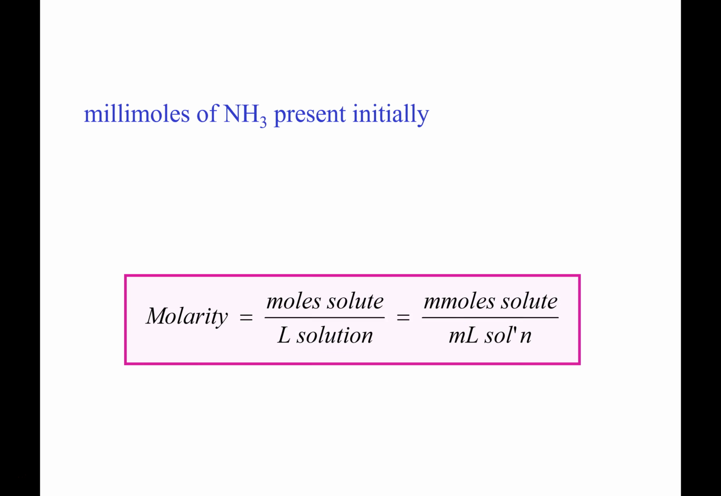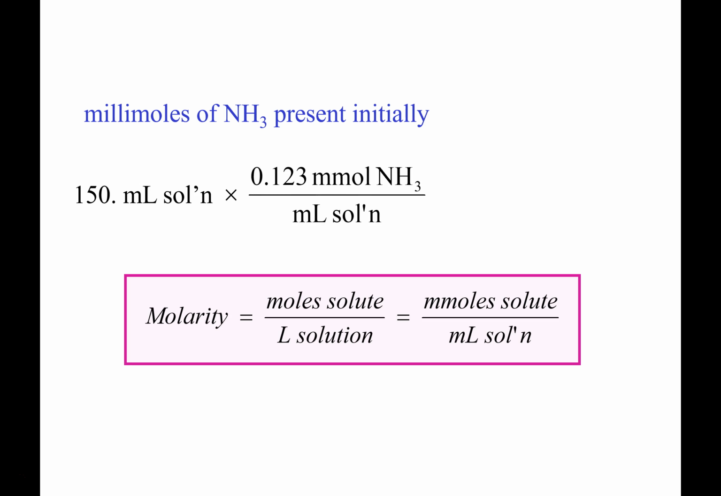So what do we have first? Well, over here, we had a volume of 150 milliliters, a molarity 0.123 molar. So we're going to use those. If we put as our starting term 150 milliliters, 3 sig figs.